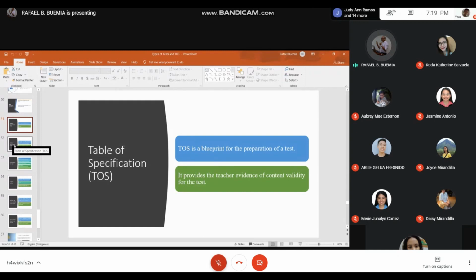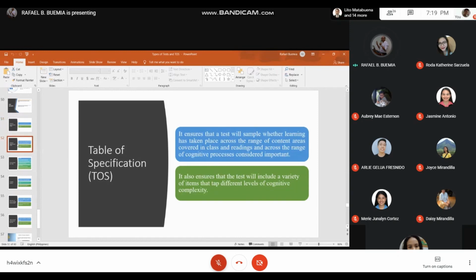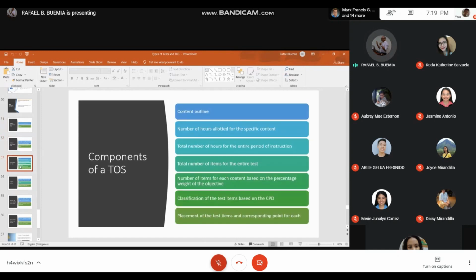Okay? So that's the reason why you should always start with the TOS. Then when you are writing the test, nandoon yung TOS, tinitingnan mo palagi. You consult. Okay? So yun. What are the components? Bali po, wala namang standard form actually. There's no standard form, but it should contain the following na sa tingin ko essential, okay?